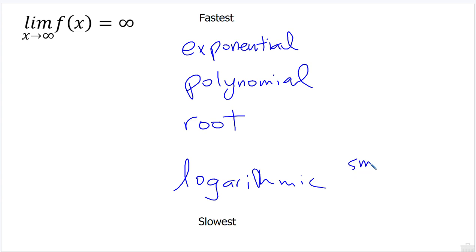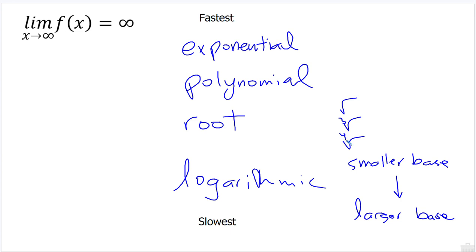In fact, we can write that smaller base to larger base, slower. The roots, we'll have square root, cube root, fourth root in that order. Polynomial x to the 100th down to x squared down to x. So that's in there too. And then of course an exponential, like 10 to the x, is going to be faster than 2 to the x. So you can keep in mind that sort of order.